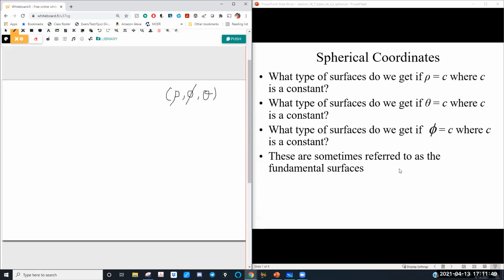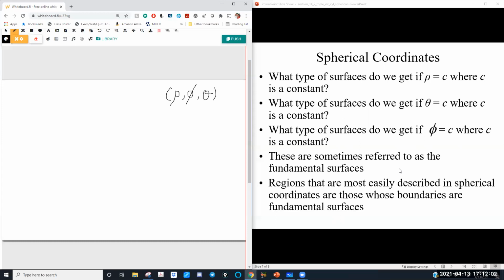We're going to look at a couple examples here in a minute where maybe it's not so obvious, like it's a combination of them and we have to figure it out. All right. So again, we want to know which to use when. And so that's why we pay attention to the fundamental surfaces.